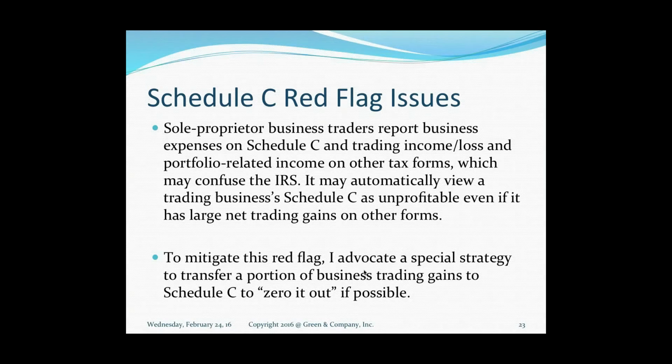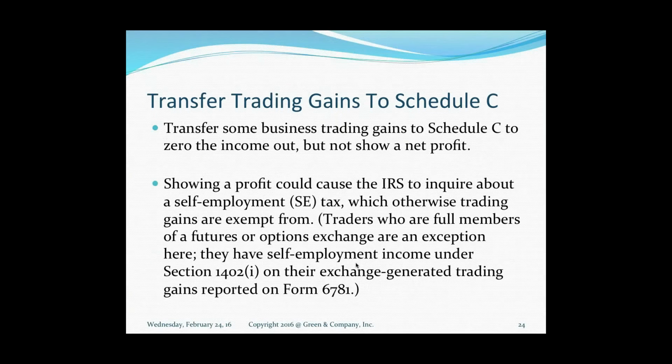So you need to mitigate this red flag, and I advocate a special strategy to transfer a portion of business trading gains to Schedule C to quote-unquote zero it out. So you're going to transfer trading gains to Schedule C, but you're not going to show a net profit, because that would also flip out the IRS computers to think that you have self-employment income, which you do not, because trading gains are not self-employment income, with the exception of traders who are full members of a futures or options exchange and trade Section 1256 contracts on the exchange. According to Section 1402(i), the self-employment rules, that exchange-generated trading is earned income. That's only for a full membership. If you have an electronic corporate membership, that doesn't count.